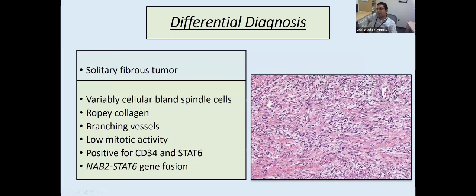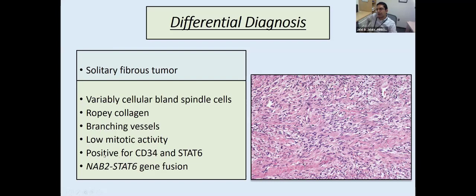For solitary fibrous tumor, here's a picture of one case, and you can see that the spindle cells certainly can be a good fit for our diagnosis. They're usually variably cellular, so they can be highly cellular or less cellular. One of the things frequently seen in these is thick, ropey collagen, which we don't really have in our case, but it could be just a cellular variant. The branching vessels definitely are a good fit, and we don't see any mitotic activity in our case.